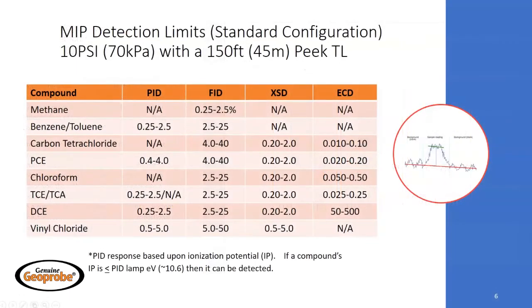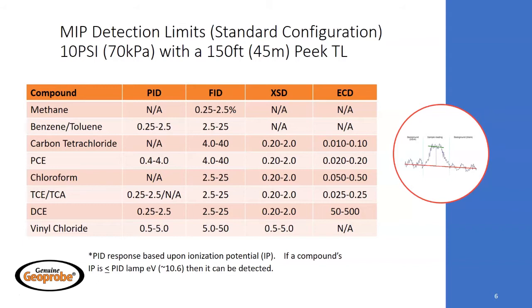Here is a partial list of common contaminants targeted on environmental sites using MIP. A more extensive list is available on our website. The last two columns compare the XSD and ECD. The spread in the displayed detection levels is due to variations in response each specific MIP system may have due to system wear and maintenance levels of the specific equipment.